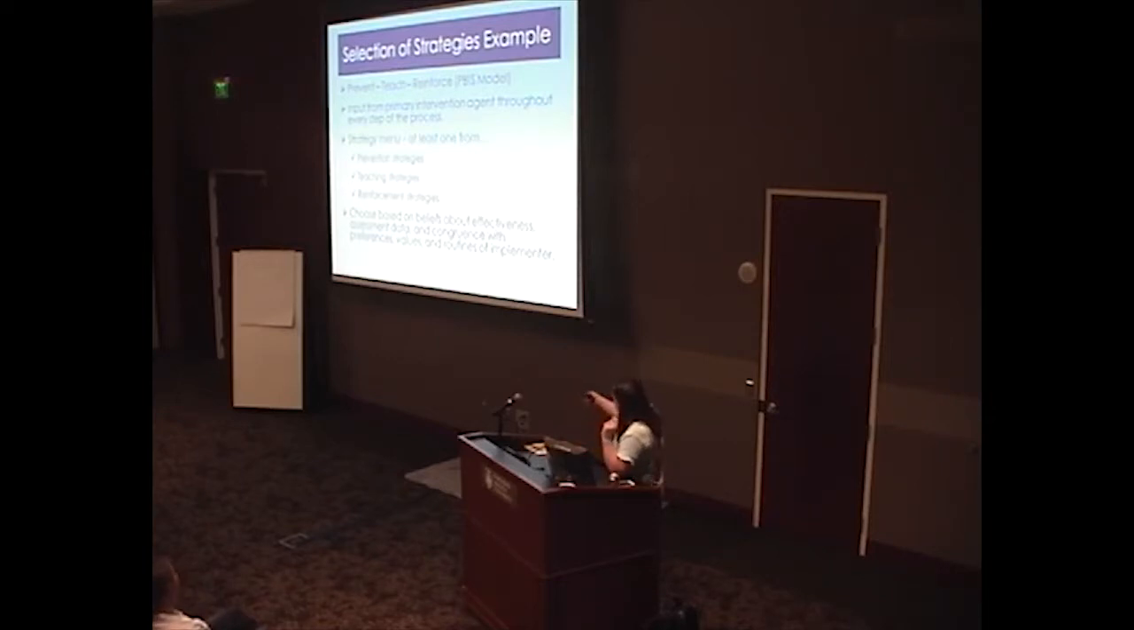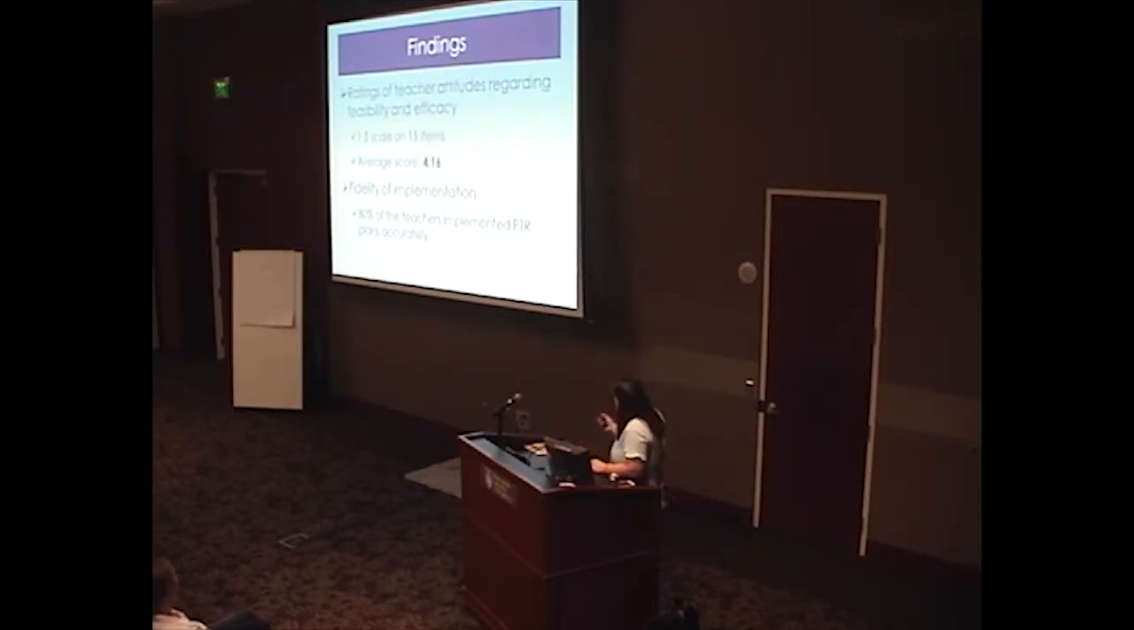And what happens is they get a strategy menu. So they have a list of empirically supported interventions that fall under prevention strategies, same kind of extensive list under teaching strategies and reinforcement strategies. And the only rule is that the intervention agent has to pick at least one from each of those categories. Just pick one thing you're going to do for prevention, pick one thing you're going to do for teaching, and one thing you're going to do for reinforcement. All right? And you can choose this based on your beliefs about effectiveness, your assessment data, congruence with your preferences, values, and routines. Didn't matter. The choice was up to the intervention agent. So they made the choice about what's going to be a good fit in my context for my particular child that I'm working with.